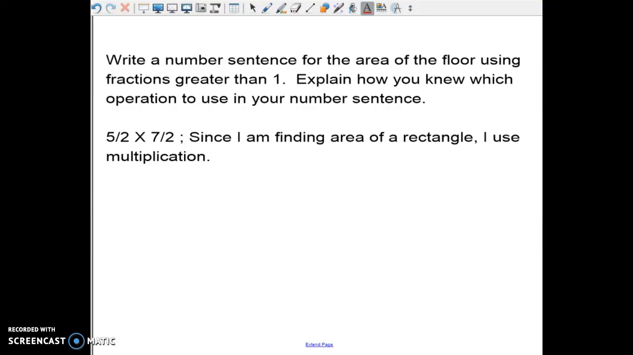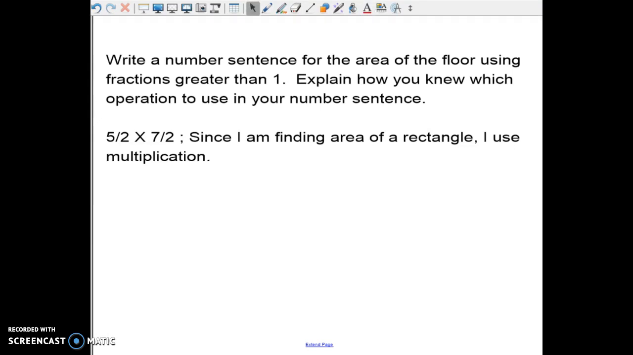And if you take 2.5, like we did earlier, and put it into an improper fraction, it was 5/2. And if you took 3.5 and put it into an improper fraction, it was 7/2. Then it says, explain how you knew which operation to use in your number sentence. Well, we know that when we find the area of a rectangle, we have to multiply its sides. So in finding the area of a rectangle, I use multiplication.